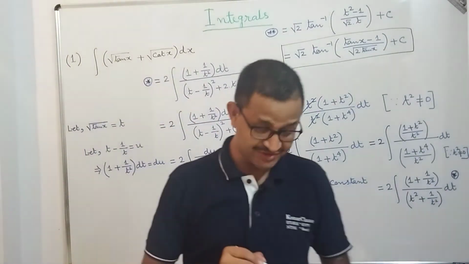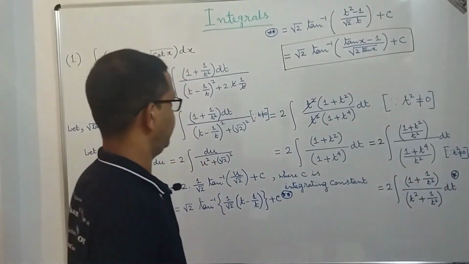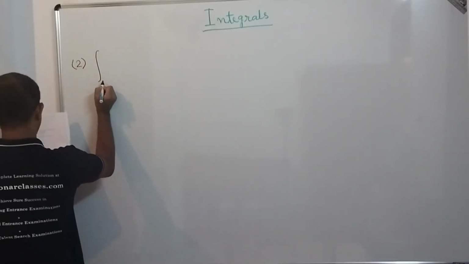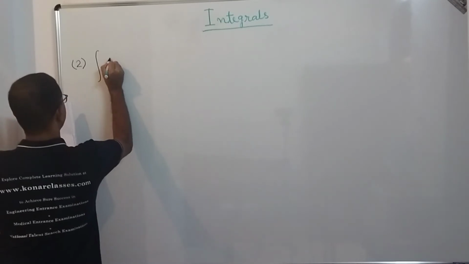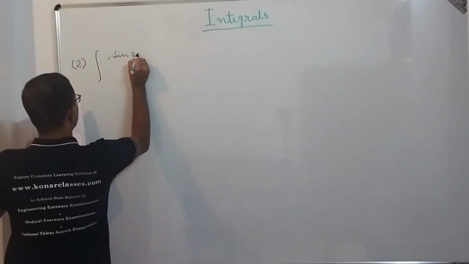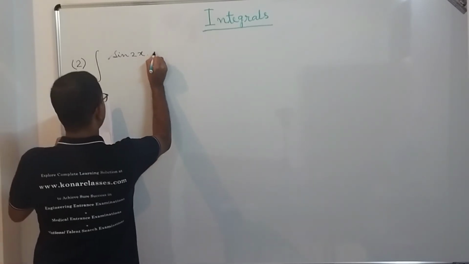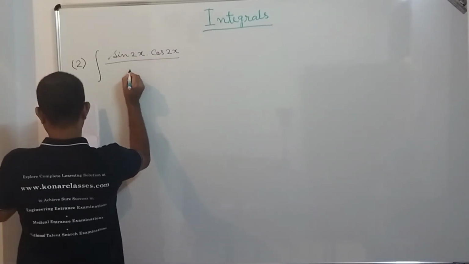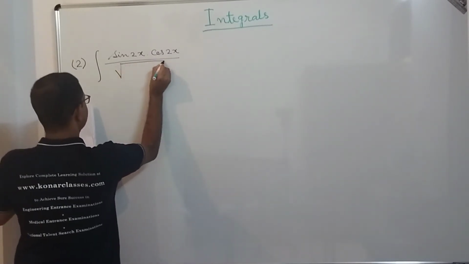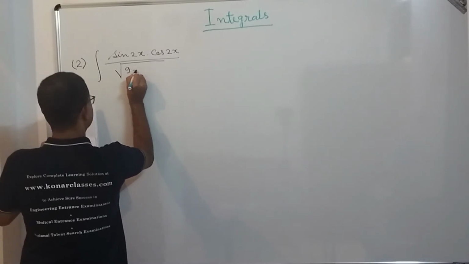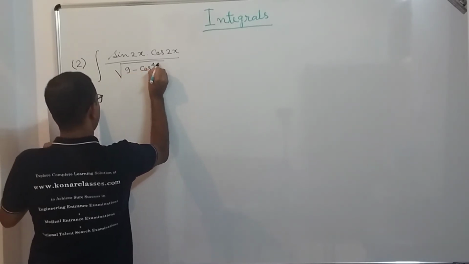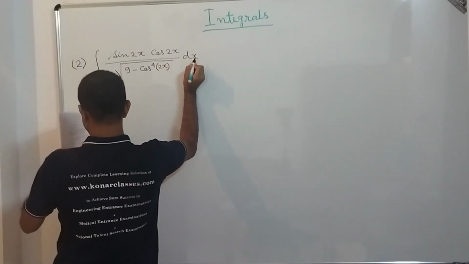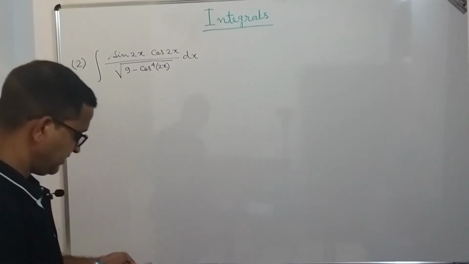Okay, dear students, so now let's proceed to the next question. Here is the second question. We need to perform the integration of sin 2x into cos 2x divided by square root of 9 minus cos to the power 4 2x dx. Okay, let's see how to perform this question.